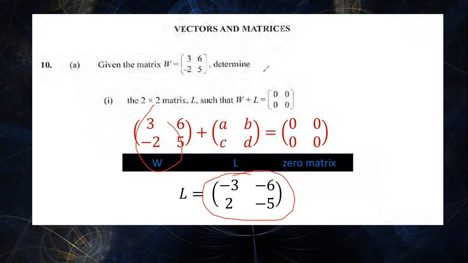Hey guys, so the word I was looking for is the additive inverse. A, B, C, and D, when you add it to 3, you will get 0 for each case, right? So this is the additive inverse, but that's not too important. Once you add the matrix, what you get is negative 3, negative 6, 2, negative 5.